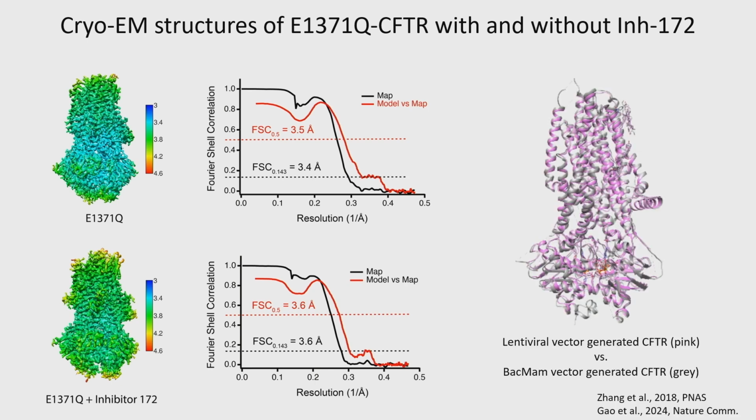Very importantly here, I compared our control structure with that previously published by Professor Jue Chen's lab, and you can see they are almost identical here. This suggests that the lentiviral expression system is equally good in producing good CFTR proteins for structural studies.